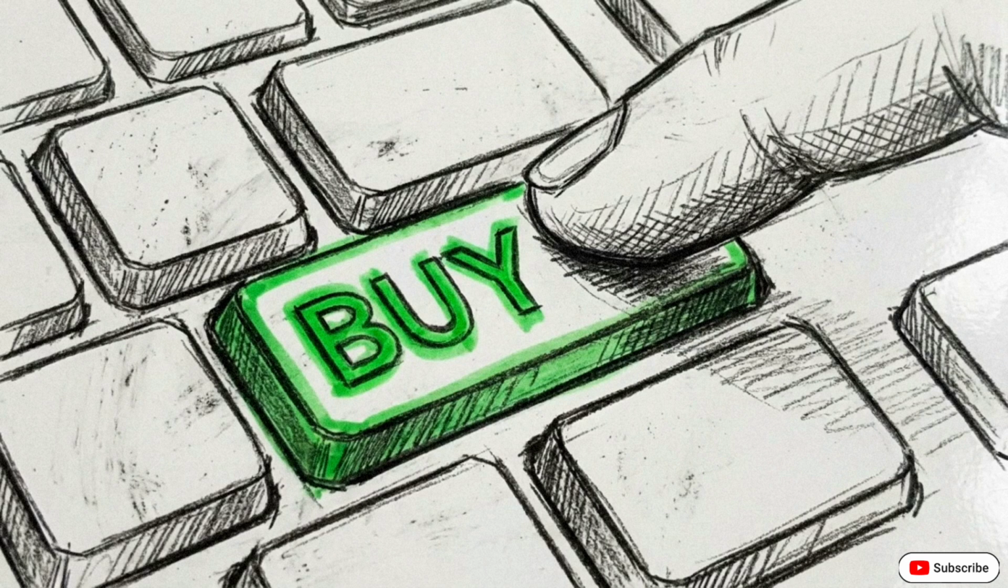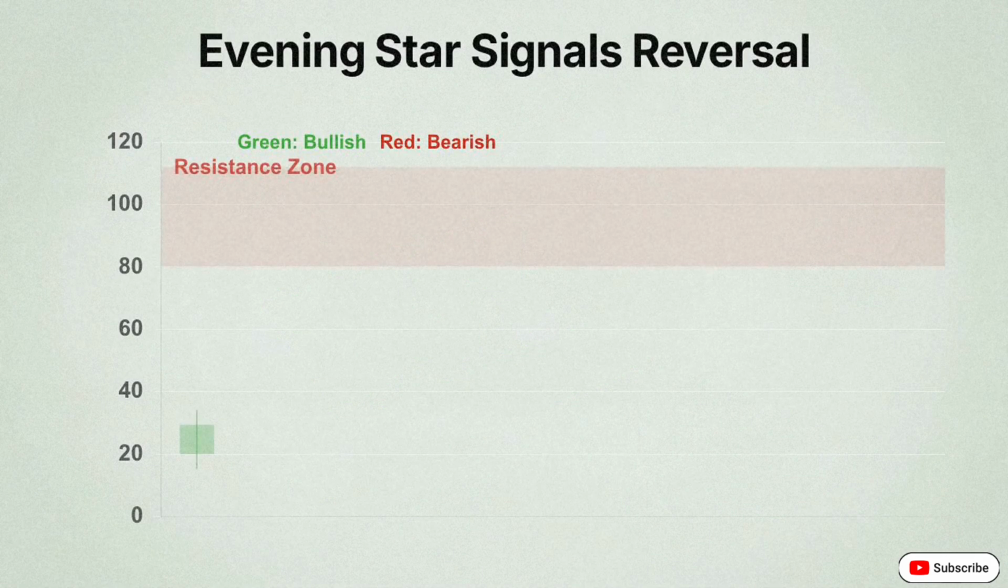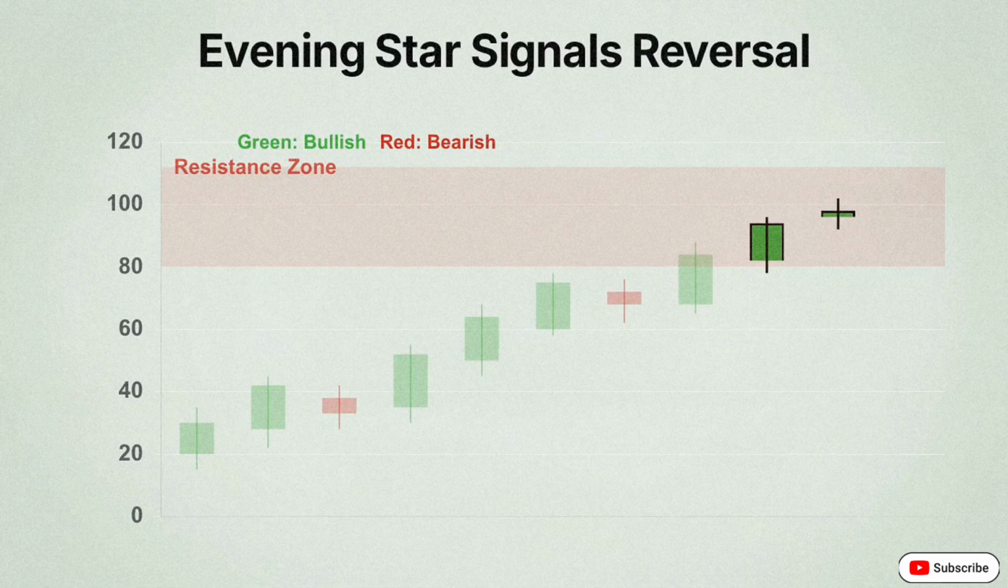Even when you have a clear zone, entering a trade the moment the price touches it is a common mistake. This checklist ensures you only enter when data aligns. First, price must be inside your defined zone. Second, you need a clear reversal candlestick pattern, like this evening star, suggesting upward momentum is challenged.